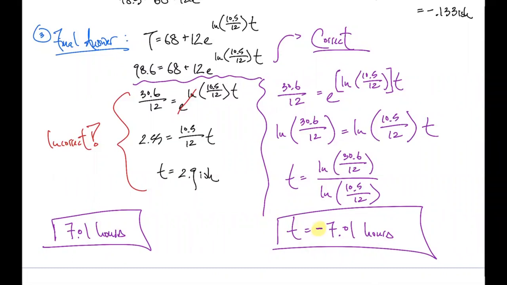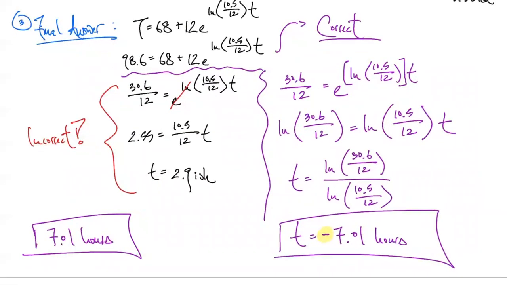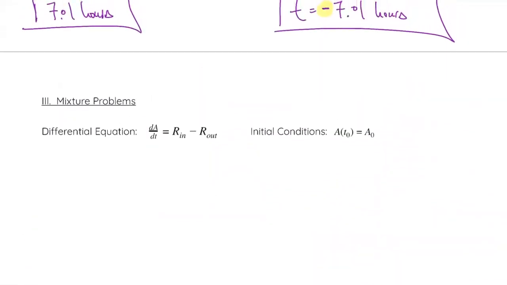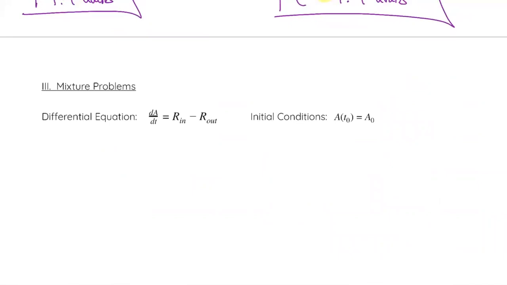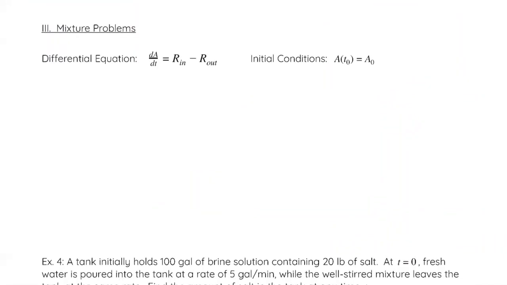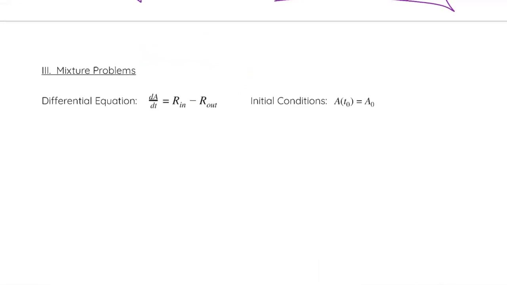All right, so we have one last section in 3.1, and that is talking about mixture problems, okay? And so with the mixture problems, we have this differential equation, dA/dt equals R in minus R out, okay? And so I want to define a few things here.